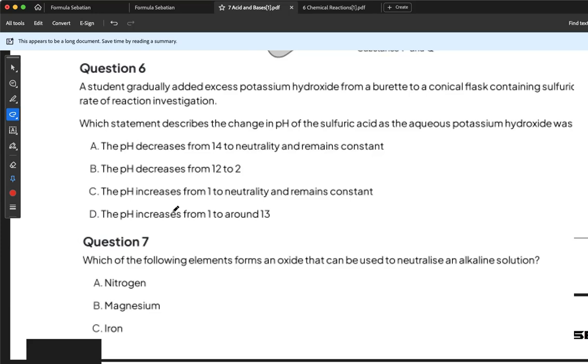Teacher, after it goes to neutrality, does it just stay at neutrality, or does it continue? Depending on whether it's a reversible or non-reversible reaction. But most of the time it's non-reversible, then it'll stay neutral.